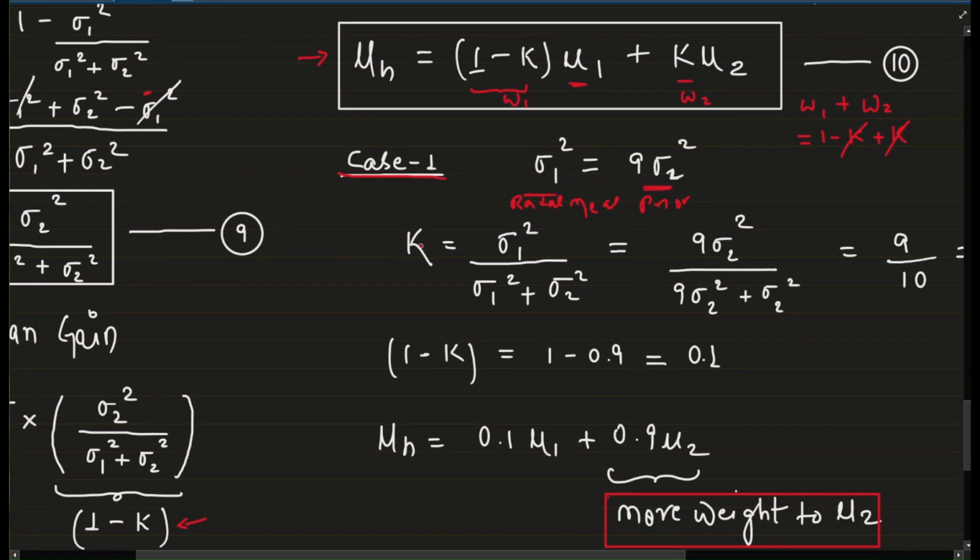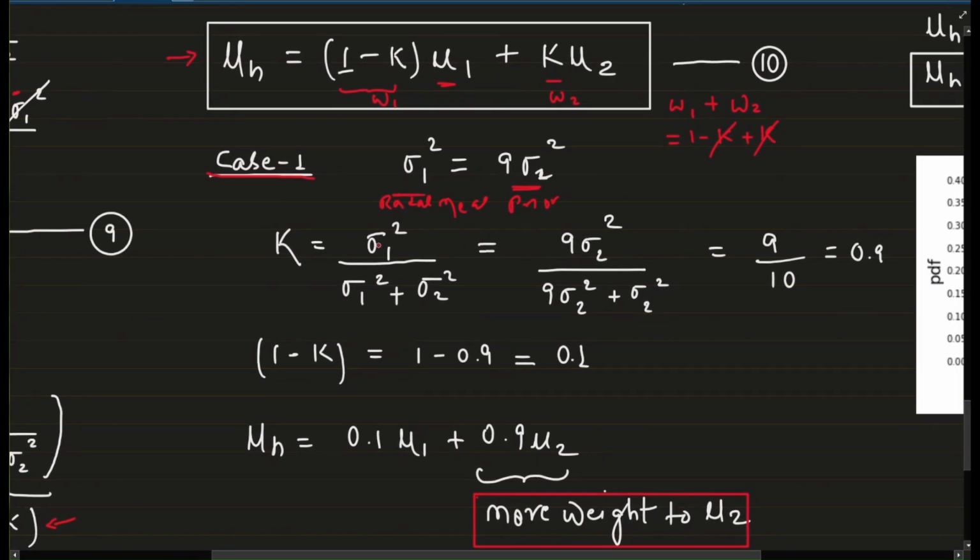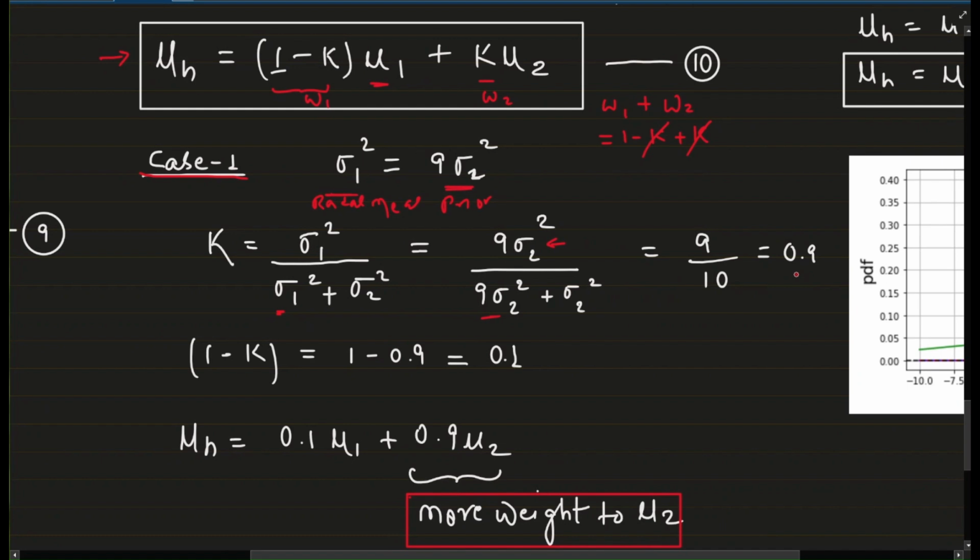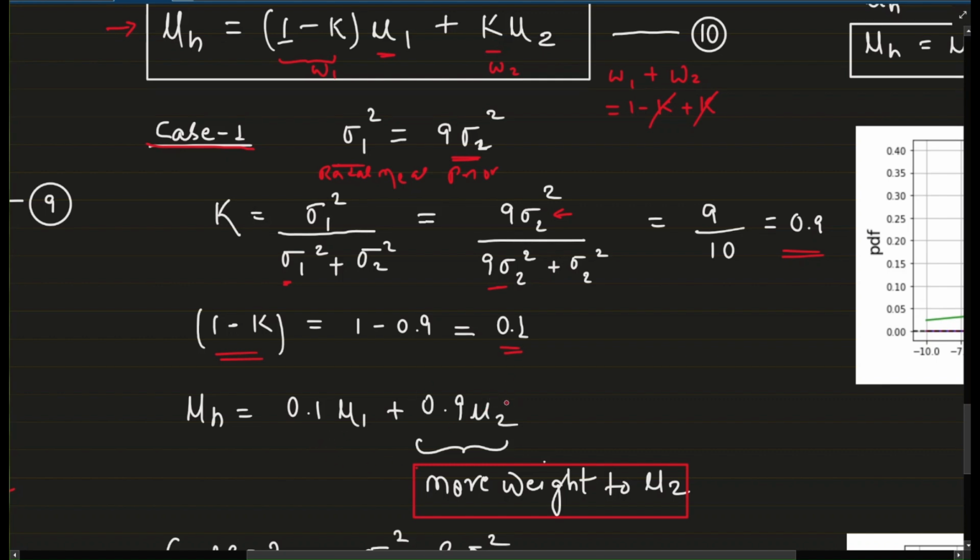I plug these numbers back in the Kalman Gain equation, and I cancel out the common terms. So for the Kalman Gain in this case, for sigma 1 square I just write 9 sigma 2 square, and then in the denominator also I replace 9 sigma 2 square in place of sigma 1 square. What I am left with is a gain which is 0.9. Similarly, I calculate 1 minus k because I have a coefficient here which is 1 minus k, so it becomes 0.1. So essentially my mean mu2, which is related to my prior, is getting multiplied by a much larger number in comparison to the mean of the measurement or the likelihood.